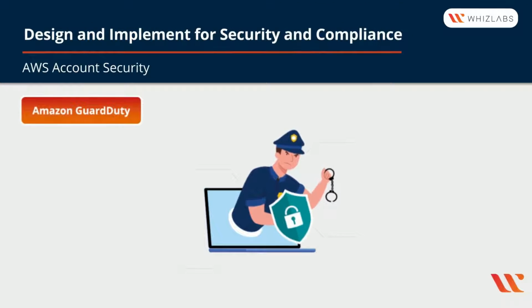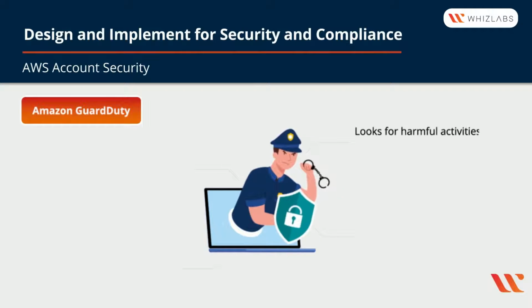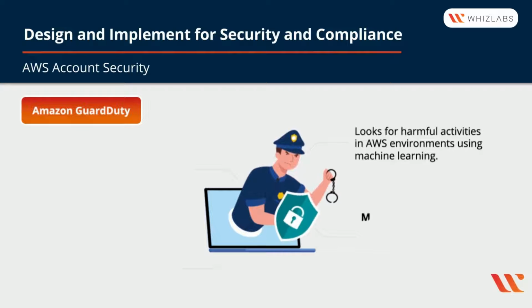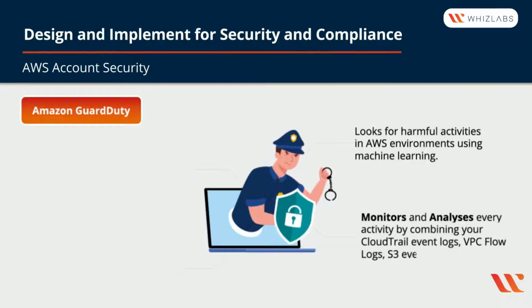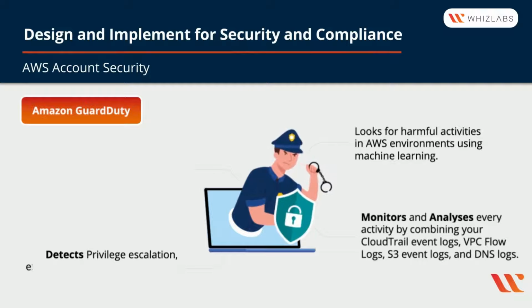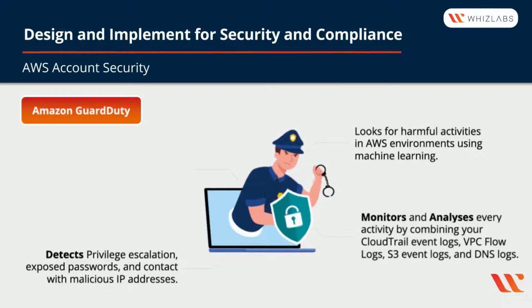Amazon GuardDuty. Amazon GuardDuty looks for harmful activities in your AWS environments using machine learning. It monitors and analyzes every activity by combining your CloudTrail event logs, VPC flow logs, S3 event logs, and the DNS logs. Privilege escalation, exposed passwords, and contact with some malicious IP addresses, and even domains are all detected by GuardDuty.